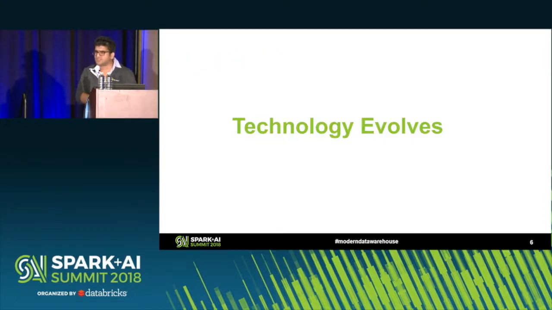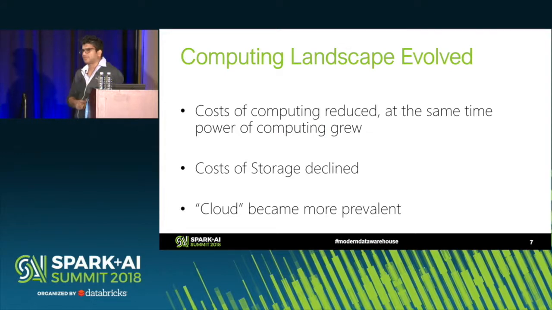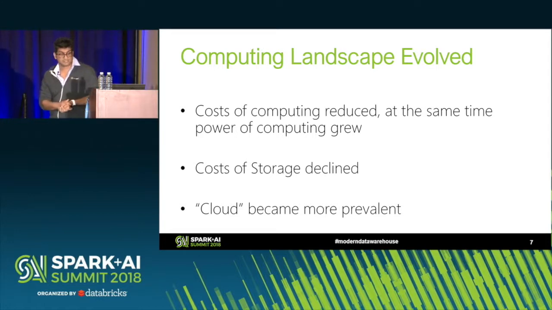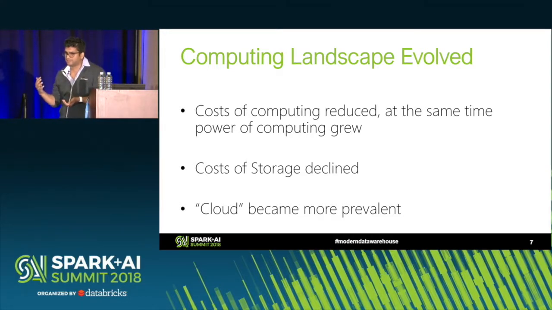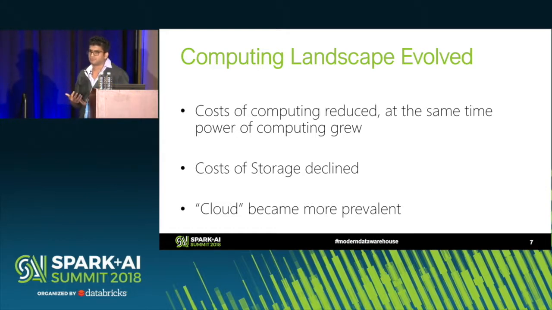But guess what? Technology is changing. Landscapes are evolving. Over the last 5, 10 years, we've seen the cost of computing go down. At the same time, the power of computing has gone up. Costs of storage have declined, and the cloud has become more prevalent. What does this have to do with a data warehouse? Historically, people stored only the most important data. This is no longer true because the cost of storing data was very high. People only ran computations that were super important. They didn't have time or resources for experimentation. This has fundamentally changed, and people are putting stuff on the cloud, reducing their DevOps. So these are some of the things that have changed.